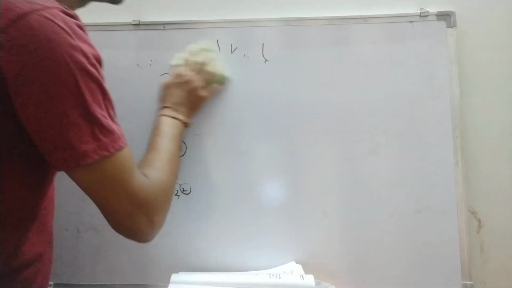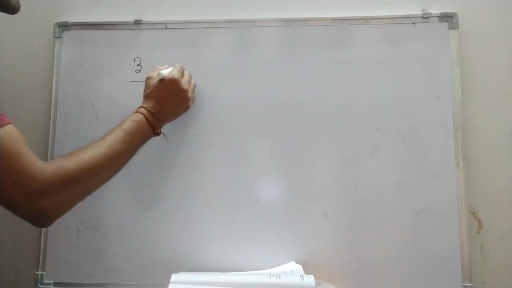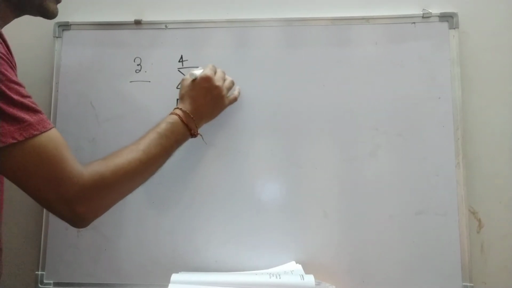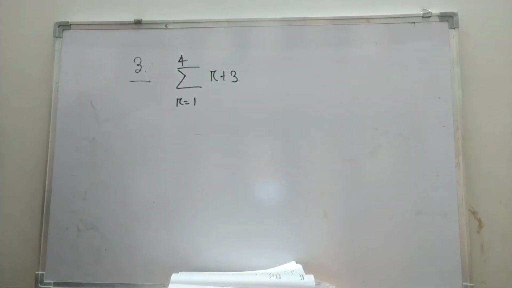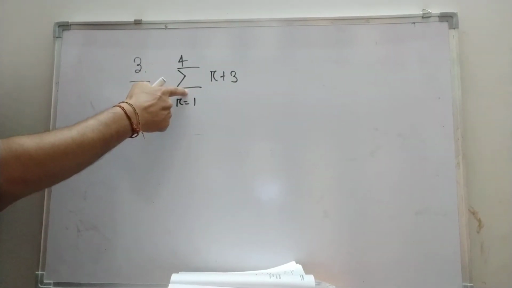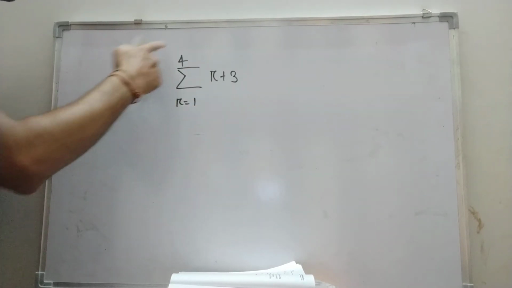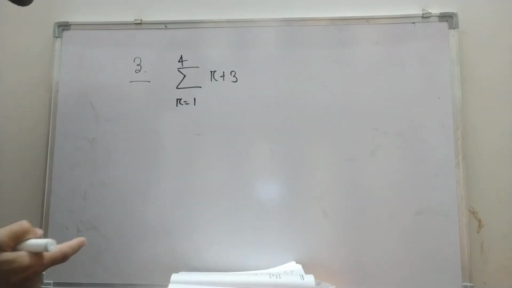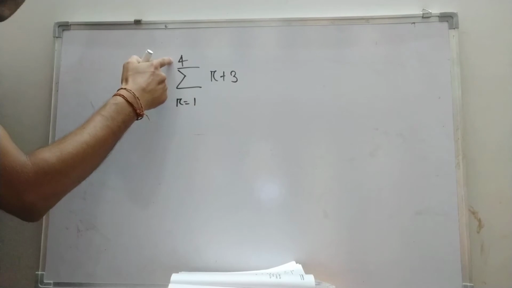Now students, we will solve question number 3. Let us come to question number 3. What does question number 3 say? Look here. There is a question given as summation r goes from 1 to 4, r plus 3. As we have discussed in our class, this symbol is known as sigma, and it represents summation, the addition of the particular series. So here r starts from 1 to 4.